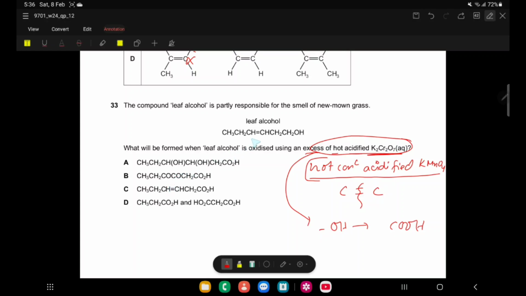Alcohol will produce carboxylic acid, so the rest of the structure will remain the same. Only at the last part you have to look for a COOH. Not more than one product. Okay, so the correct answer for 33 is C.